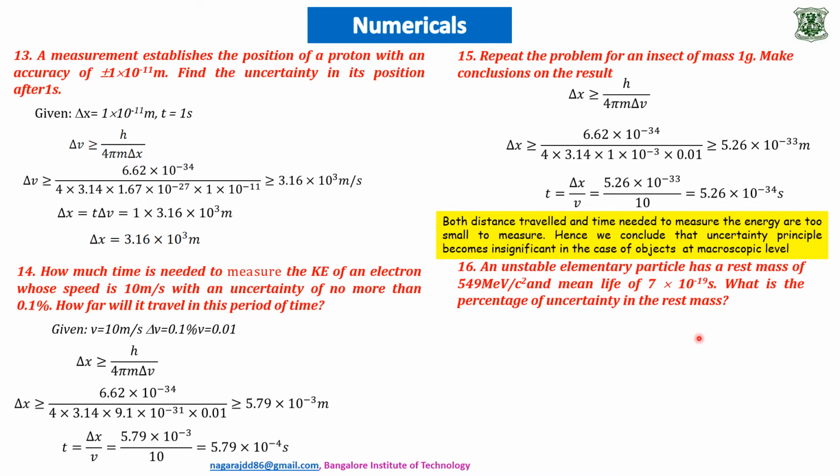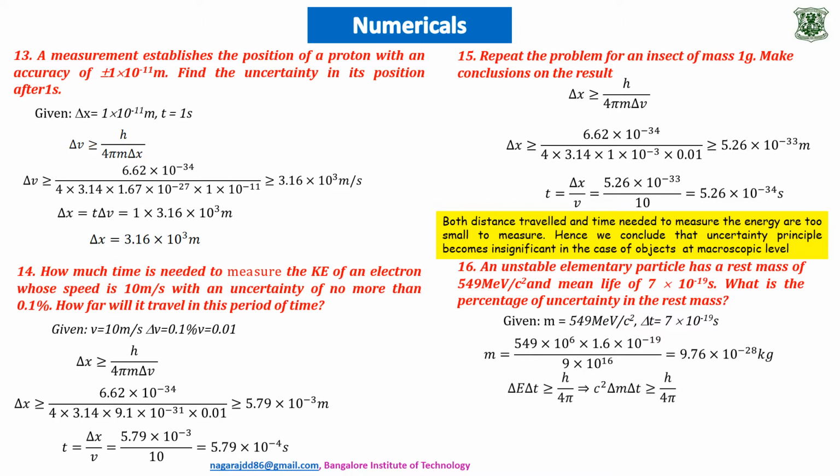In fact, Einstein was totally against the uncertainty principle. He did not believe the uncertainty principle. Anyway, let us continue this problem. Mass given, delta T given, convert the mass. I hope you know how to convert the mass. This step I already explained. 549 mega electron volt divided by c square.